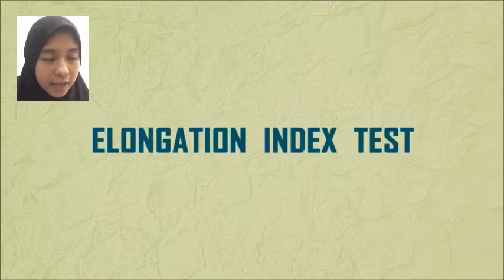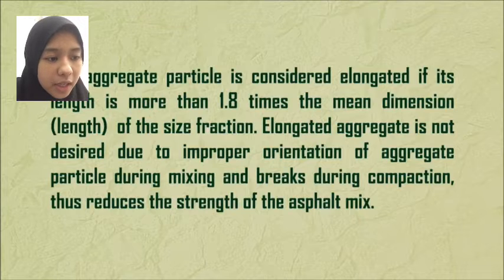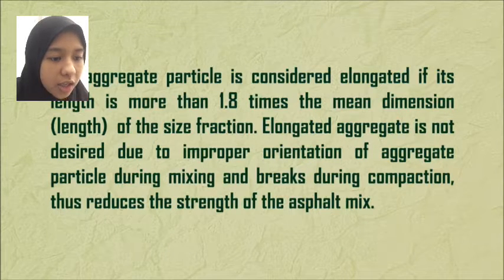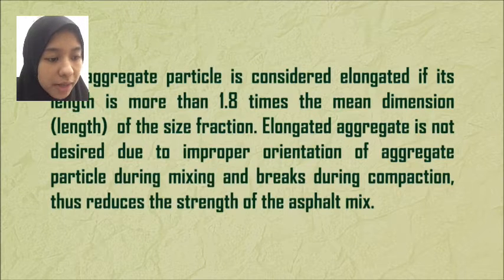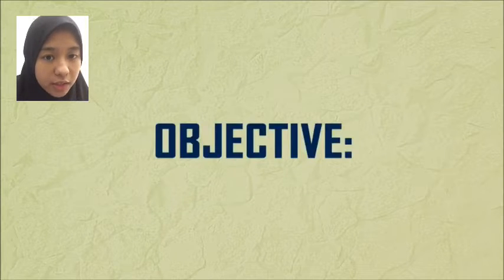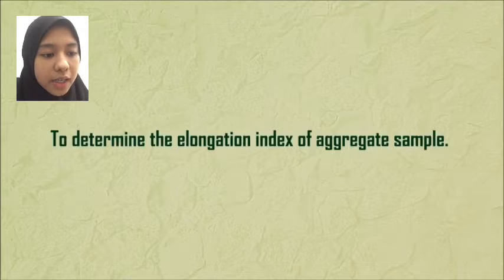Elongation index test. An aggregate particle is considered elongated if its length is more than 1.8 times the mean dimension length of the size fraction. Elongated aggregate is not desired due to improper orientation of aggregate particles during mixing and breakage during compaction, thus reducing the strength of the asphalt mix. Objective: to determine the elongation index of an aggregate sample.